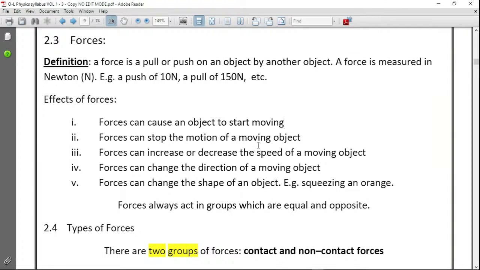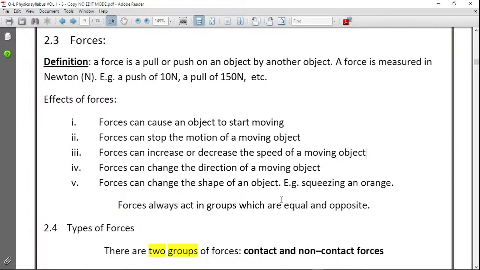Forces can stop the motion of moving objects. Forces can increase or decrease the speed of moving objects. Forces can change the direction of moving objects. Force can change the shape, e.g. squeezing an orange. So the effects of forces are they can set objects into motion, they can stop moving objects, they can increase or decrease the speed, they can change the direction of moving objects, and they can equally change the shape of an object.